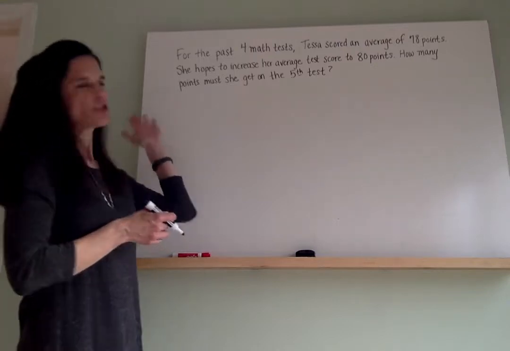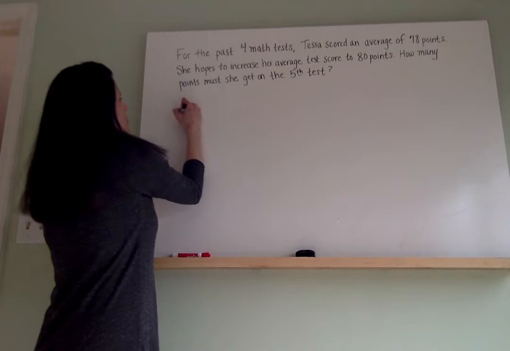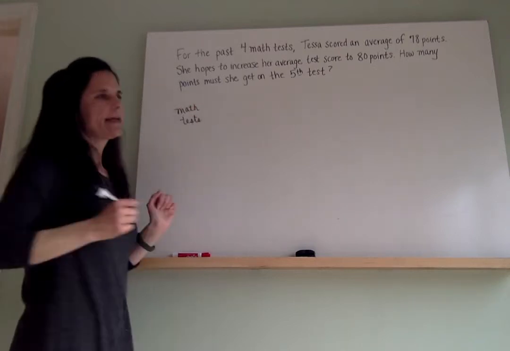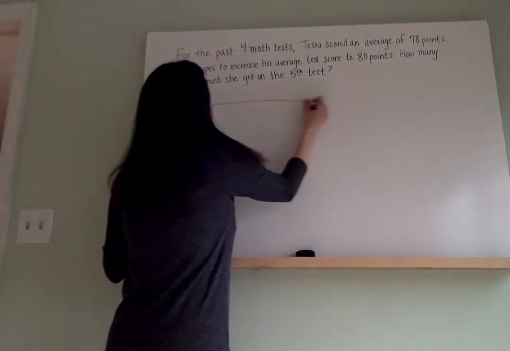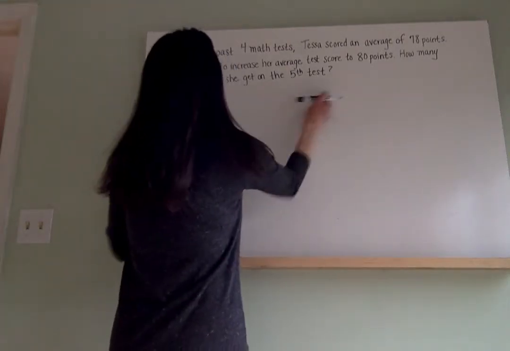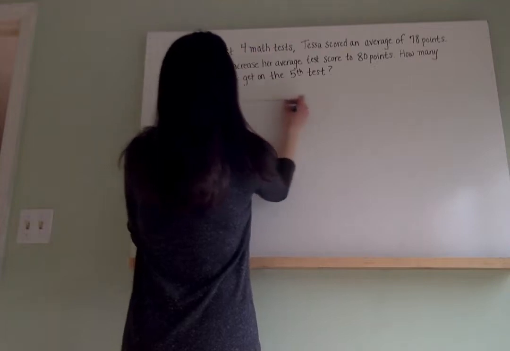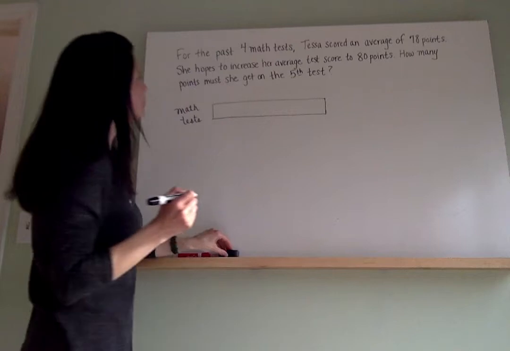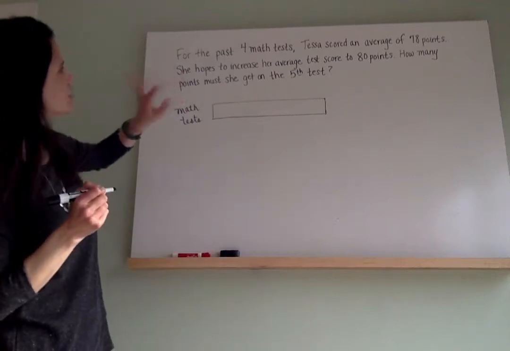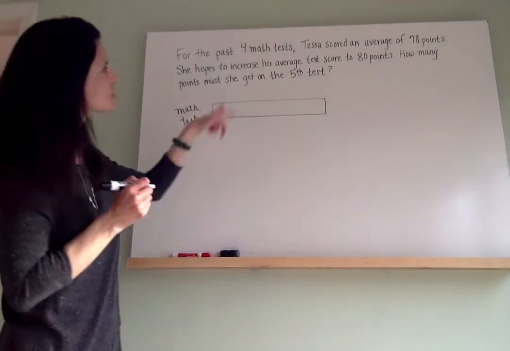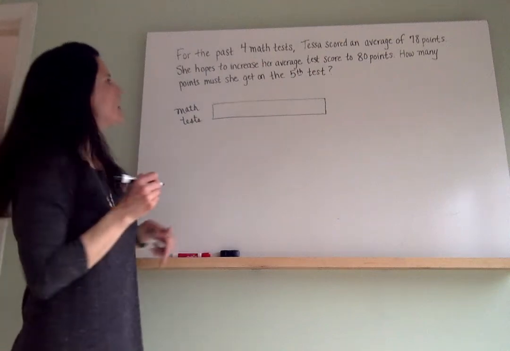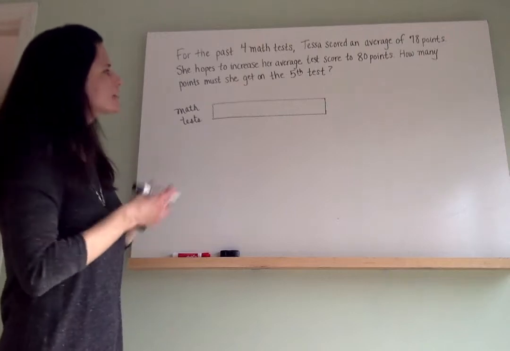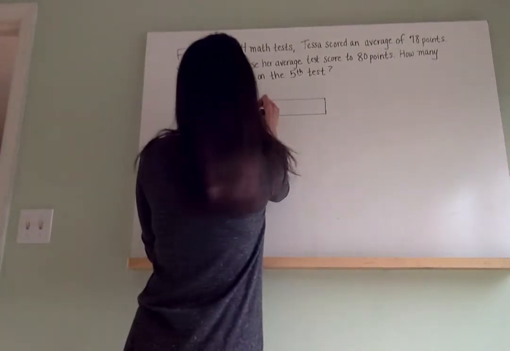So obviously this has to do with math test grades, so we can just say math tests. And let's go ahead and draw a bar to represent all of this. All right, so how do we split it up? Well, it says she took 4 math tests, but then she's going to take a 5th test. And of course, the question is, what must she score on the 5th test? So let's go ahead and divide this into 5 units.